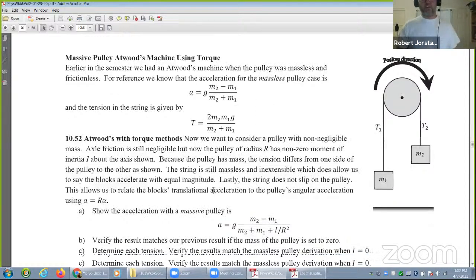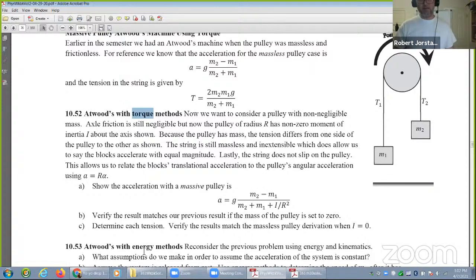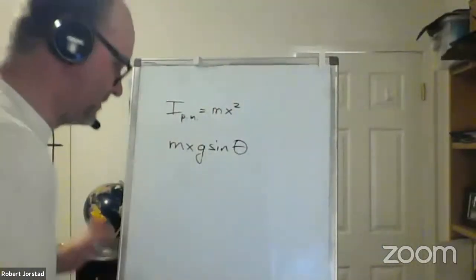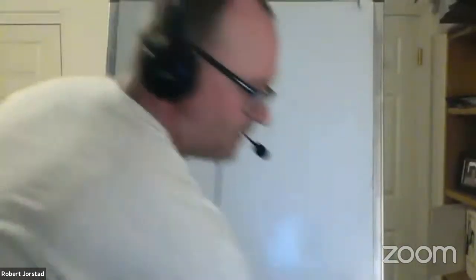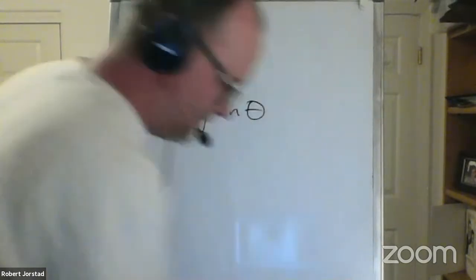10.52. And we're going to start with torque methods. And then I'm going to redo it with energy methods to show you both ways. So we could do torque, we could do energy. Let's show how you could analyze this problem. I already forgot the problem number, 10.52, I think, right? 10.52.